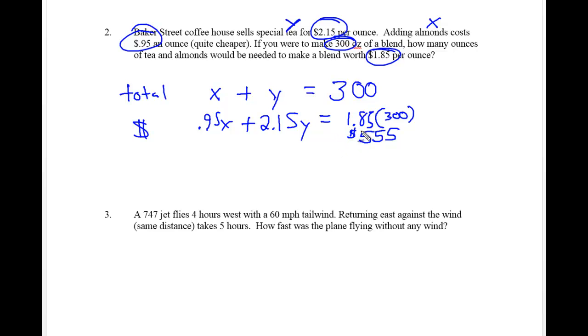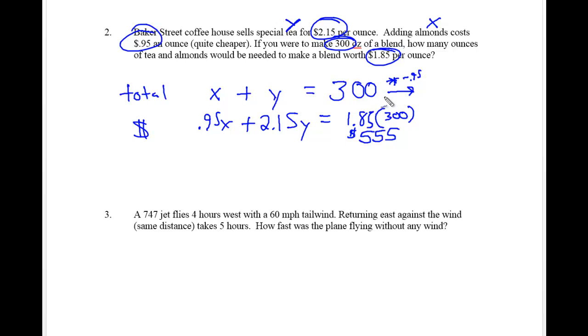almond additive drink. So now that I have my two equations, my x plus y equals 300, and my 95 cents x plus $2.15 y is equal to $555, what I'm going to do is use elimination to get rid of one of these. So let's eliminate the x's like we did in the previous problem. So I'm going to multiply this top line by a negative 0.95.